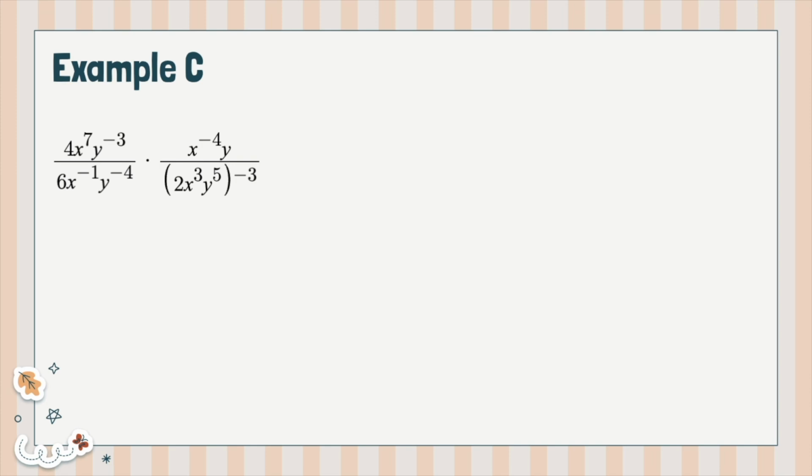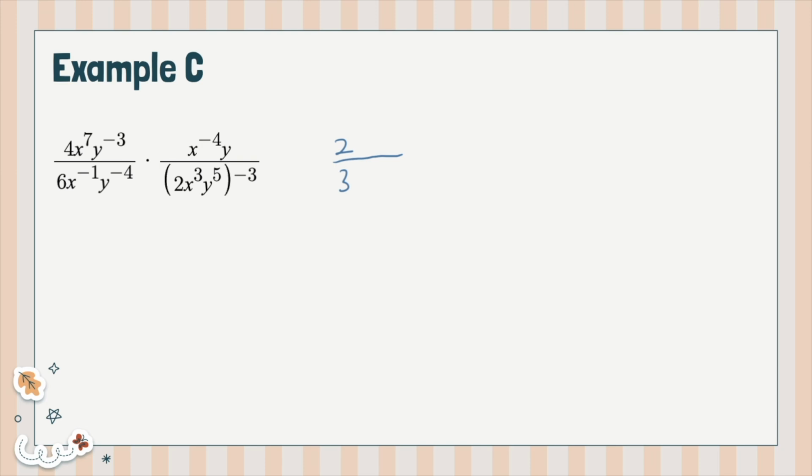So the first thing that we've got is fractions that we have to reduce or simplify as much as we can before we try multiplying them together. So I've got 4/6, x to the 7th, y to the negative 3rd on top there, 6x to the negative 1, to the negative 1st, and y to the negative 4th on the bottom. So I'm first going to deal with just that side of the problem. So we've got 4/6, which is going to reduce to 2/3.